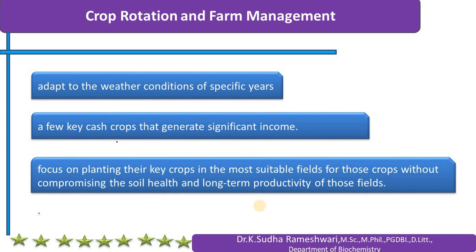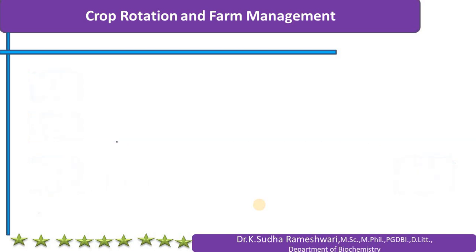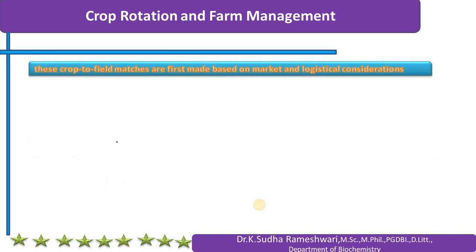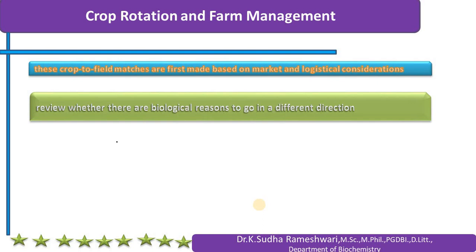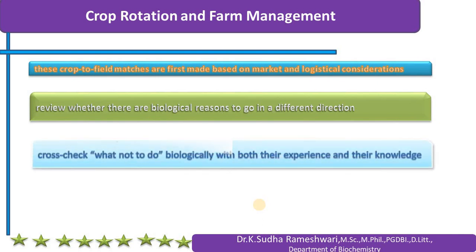Year by year, expert farmers focus on planting the key crops in the most suitable fields for those crops without compromising the soil health and long-term productivity of those fields. Generally, these crop-to-field matches are first made based on market and logistical considerations. Then expert farmers review whether there are biological reasons to go in a different direction. They cross-check what not to do biologically with both their experience and their knowledge.